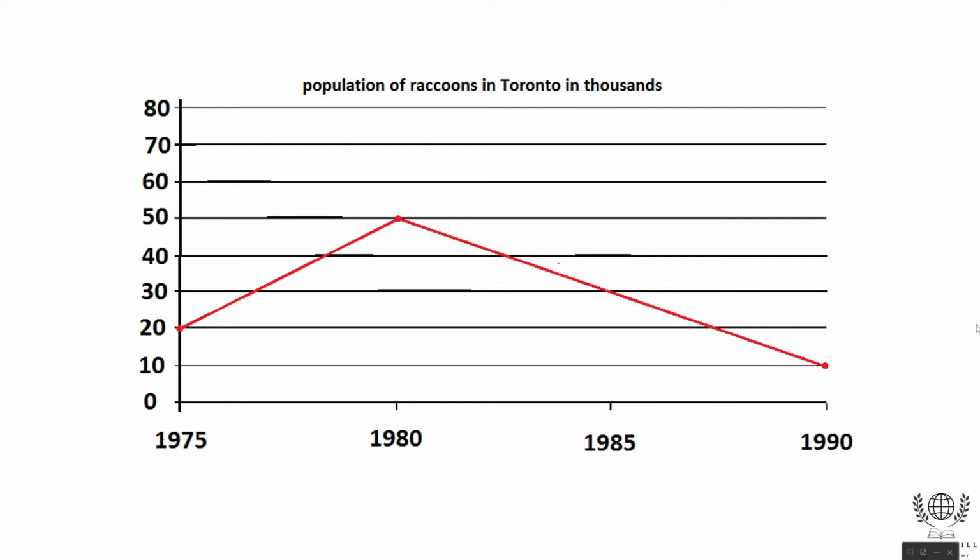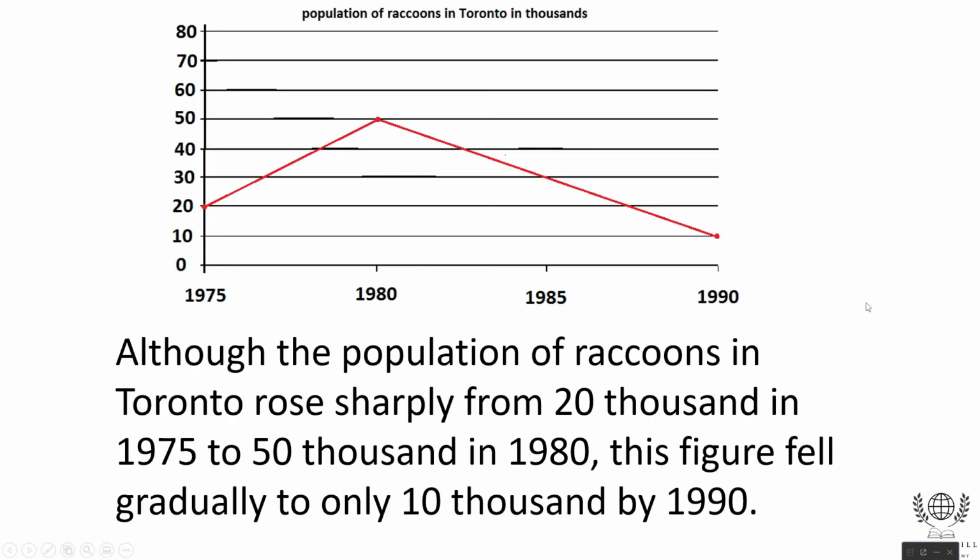Now, what we want to do is avoid using short, choppy sentences to describe these trends, but instead we can use a subordination like although to describe both of these trends, this increasing and decreasing trend in the population of raccoons in Toronto over this time period, in just one sentence using although. Let's go ahead and take a look at this example here.